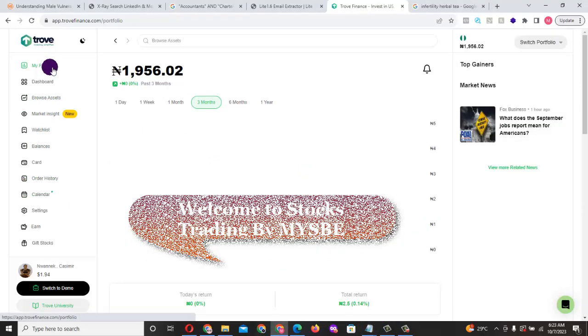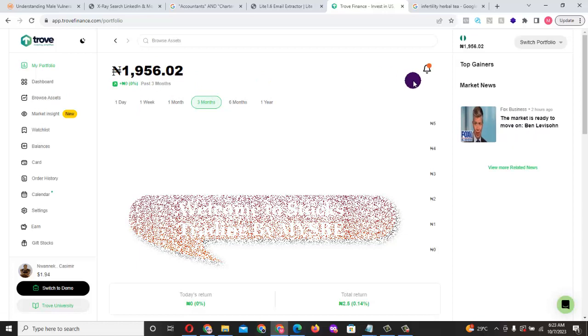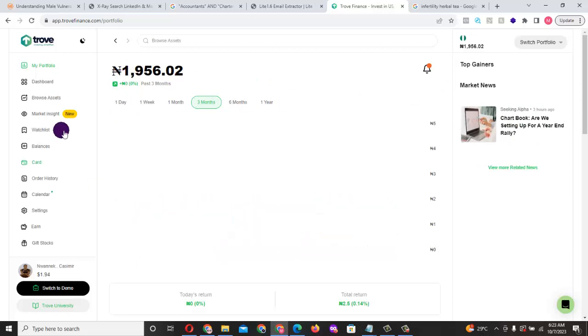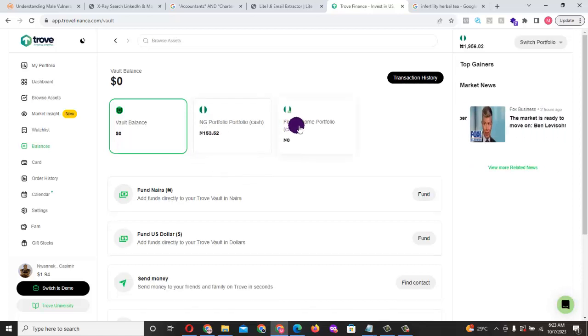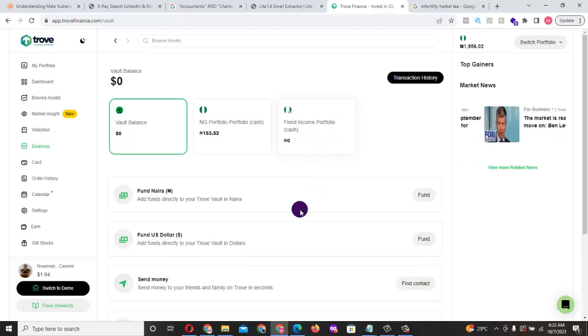If you come to my portfolio, you can see I already have a few naira in this account which have been used to fund it. If you come to our balances, you can see the only balance here is 153 naira 52 kobo. Do not fund your fixed income portfolio. Fixed income portfolio is just like making savings. You cannot use the funds in your fixed income portfolio to buy any stock. Make sure you fund your naira portfolio. That is what you do.